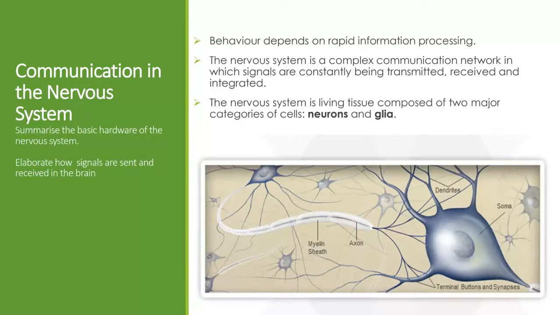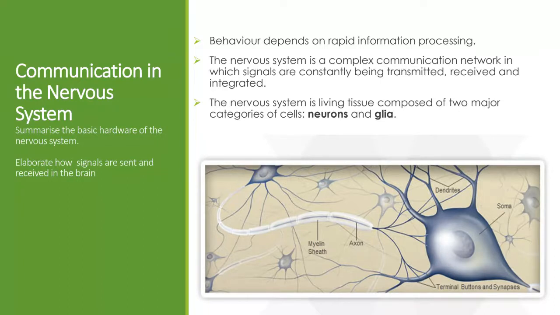Okay, so the first thing we look at is how does communication take place in our nervous system through all of these millions of neurons that make up our nervous system. How do they actually communicate? And one of our learning outcomes is to really look at the basic hardware of the nervous system, and then to elaborate how the signals are sent through our nervous system and the neurons into our brain.